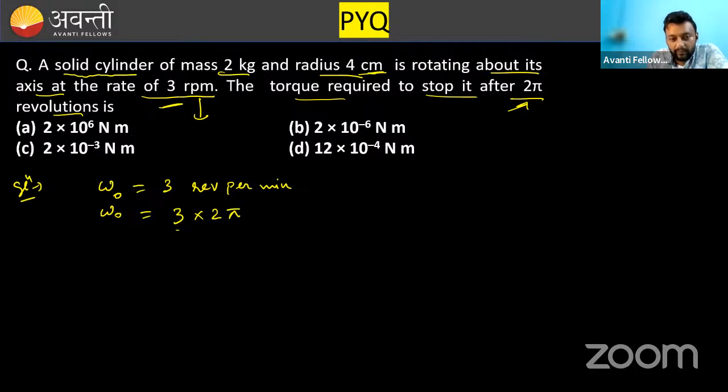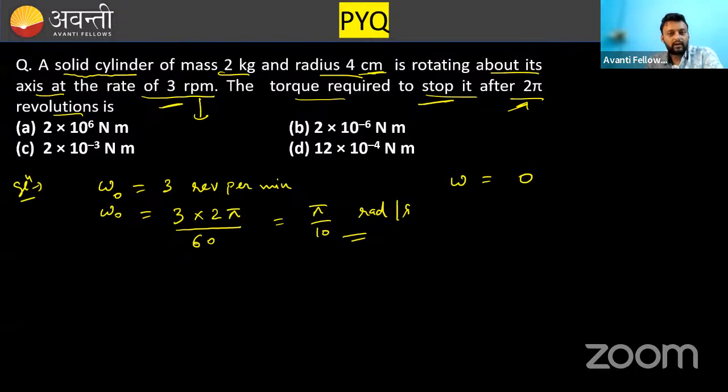They are talking about minute. 1 minute has 60 seconds. So that will be pi by 10 radian per second. This is the initial velocity. And it stops. That means final velocity is 0. And before coming to stop, it has traveled 2 pi revolutions.